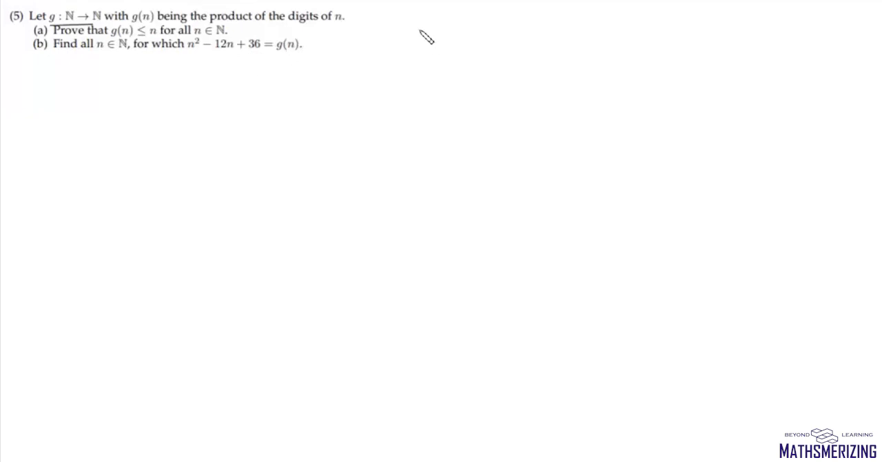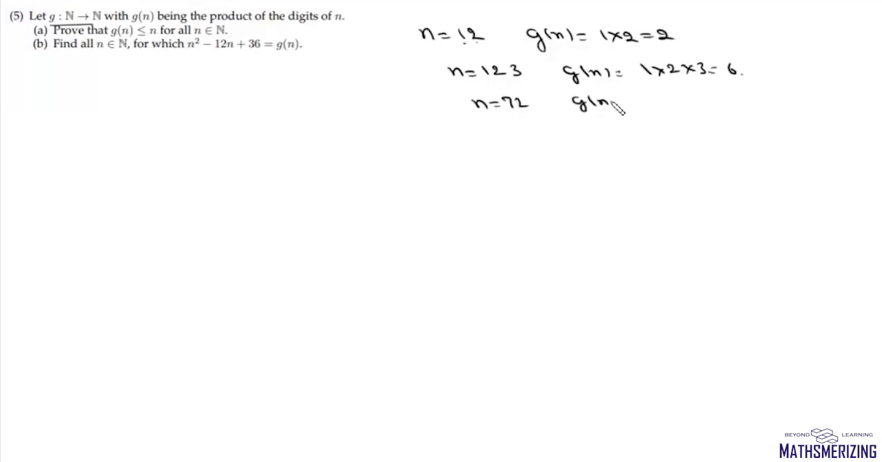Now suppose we have any number n, say 12, then this function g(n) is defined such that we are going to multiply these digits 1 and 2, so it will be 2. Suppose we have the number 1, 2, 3, then g(n) will simply be 1 into 2 into 3 and that is 6. So for any given number we can always find g(n), which is simply the product of all the digits. Now the first part is we need to prove that g(n) is less than or equal to n.